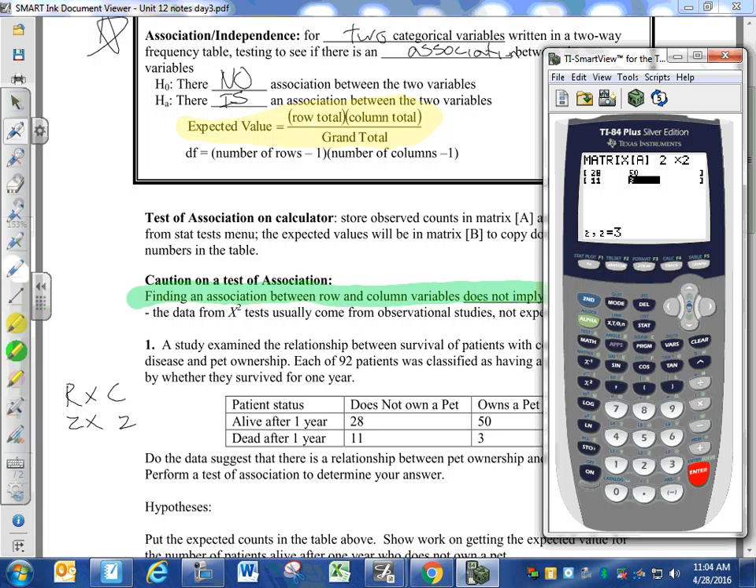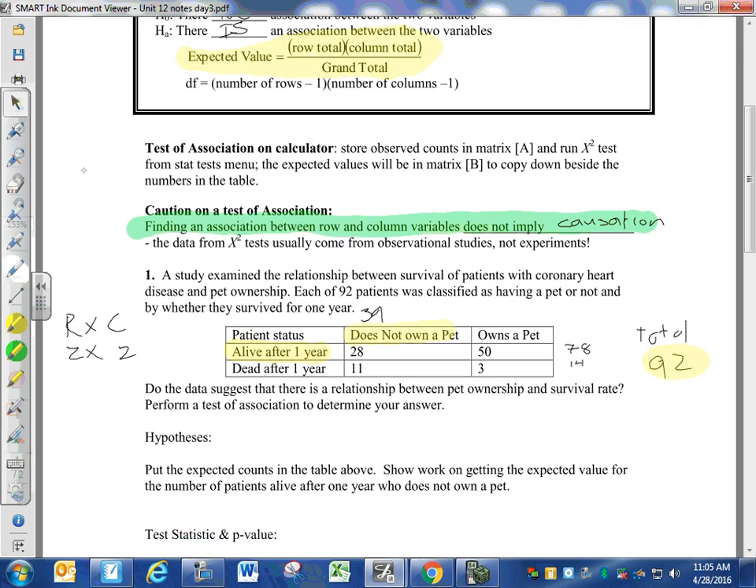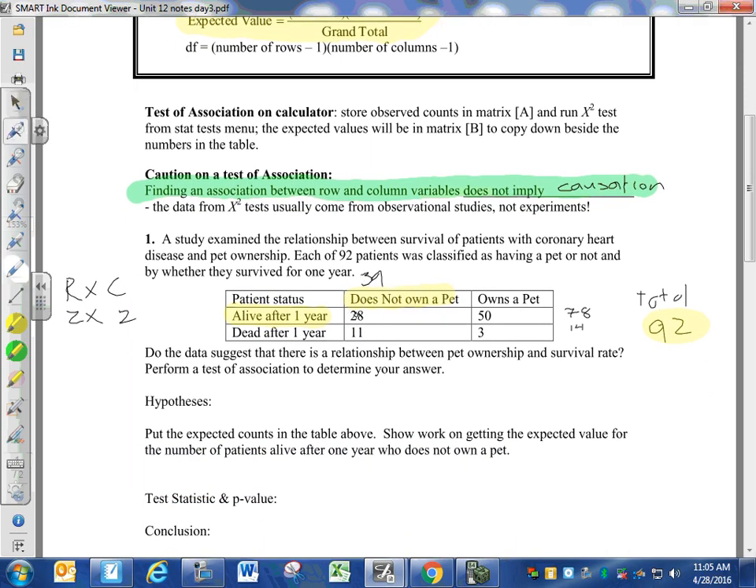Now, how do I find an expected value? It's the row times the column divided by the grand total. Let's say I want to find the expected value for somebody who's alive after 1 year with this heart disease and does not own a pet. Well, I would need this row, this column, and a total. So this row, 28 plus 50 is 78. This column, 28 plus 11 is 39. This total would be 78 plus 14. The total is 92. So I need the row, the column, and the number. So that'll give me my expected value for this spot right here.